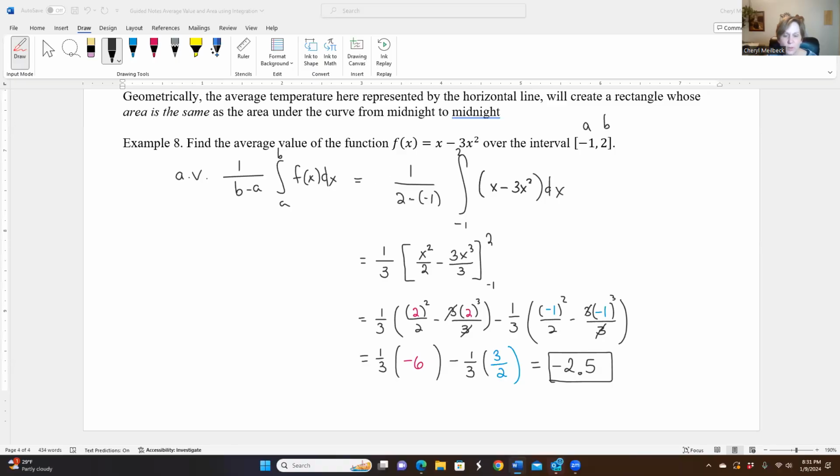Integrating this, the 1 over 2 minus -1 becomes 1/3, because you add the 1 from -1 to 2. X will become x squared over 2. 3x squared, when you integrate it, will become 3x cubed over 3. We can cancel those out right away. Then we substitute in our 2, and we substitute in our -1 from below. In our first parentheses, we'll get a -6. In our second parentheses, we'll get a +3/2. Combining these two, we get an average value of -2.5. All right, I hope that all makes sense. Thanks for watching.